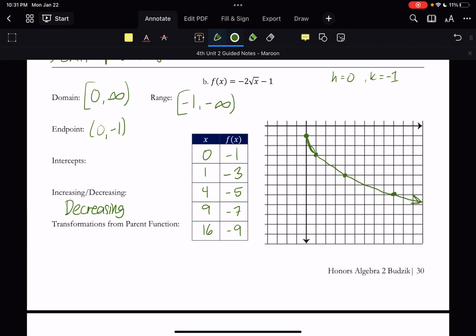Let's close off the intercepts. So this graph is never going to hit the x-axis, as we can see, but I do have a y-intercept here. So the y-intercept is going to be our endpoint, which is 0, -1.